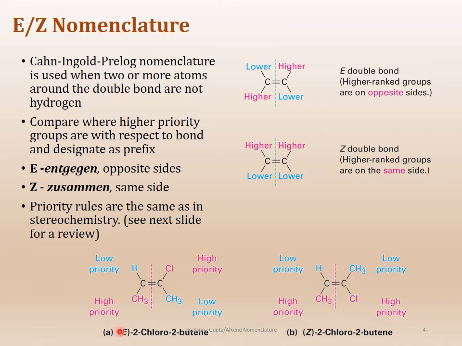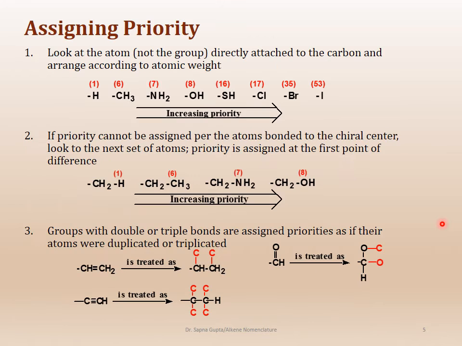So just like R and S, you put the E in the brackets and then a dash and 2-chloro-2-butene. And then if they're on the same side, the high priority groups, then you call it Z. And regarding the priority rules, they are exactly the same as in stereochemistry, and in case you've forgotten, they are on the next slide. So here are your priorities for different groups, and go through them again because this is the same thing as stereochemistry.